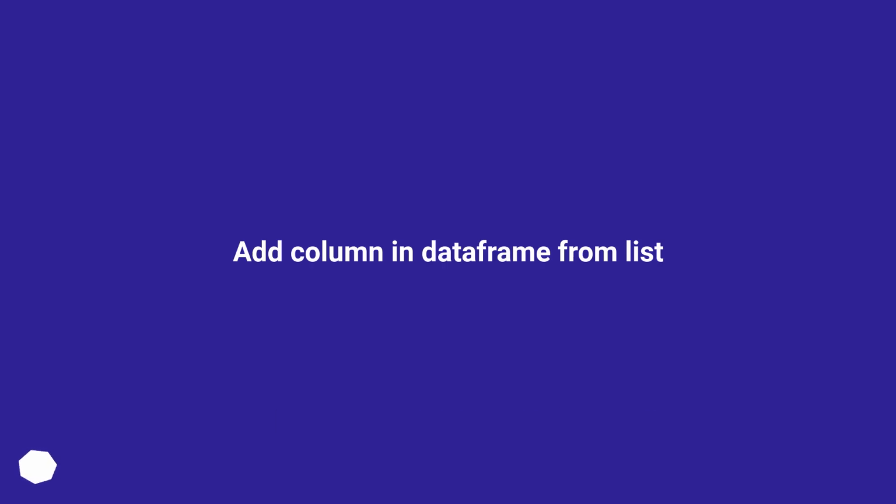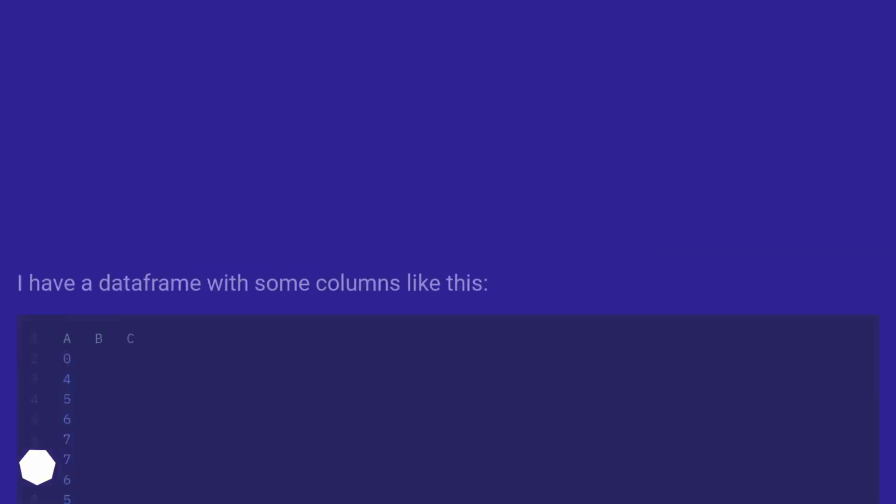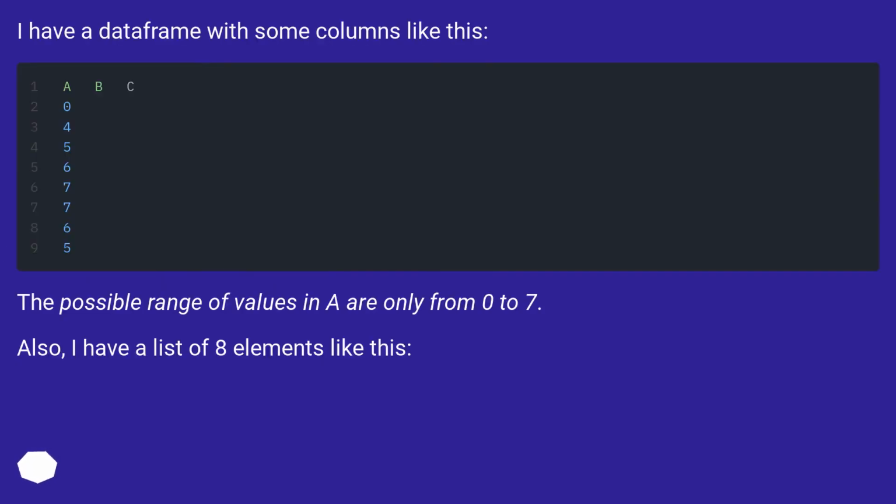Add column in dataframe from list. I have a dataframe with some columns like this. The possible range of values in A are only from 0 to 7. Also, I have a list of 8 elements like this.